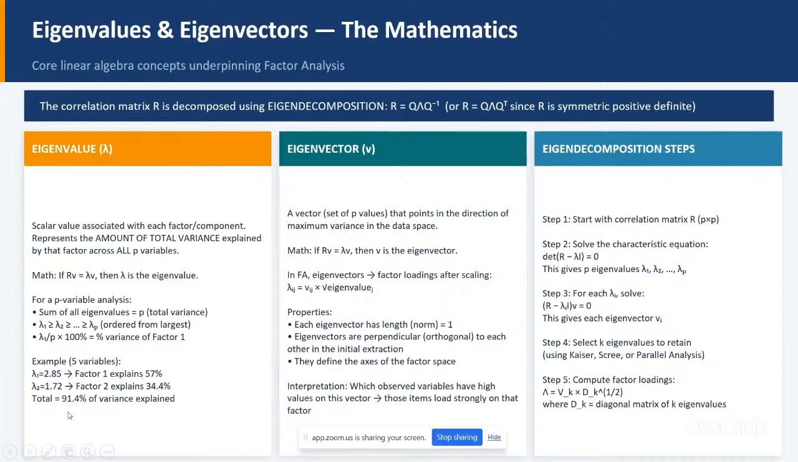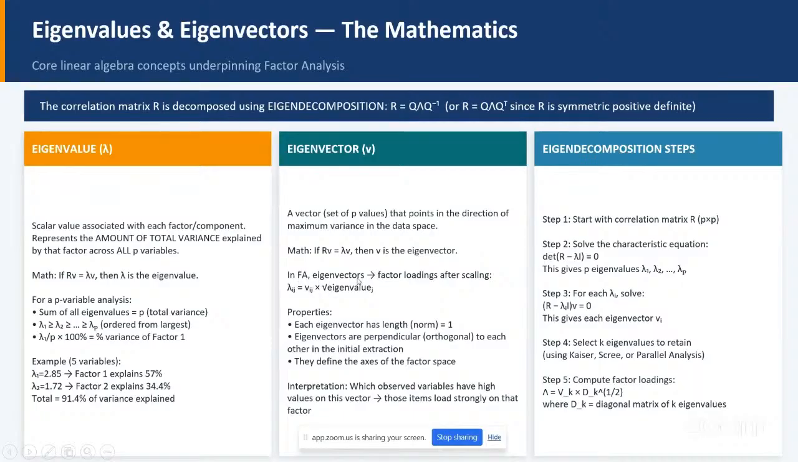The total will be 91.4%, that is, the whole variance will be explained. And this is a definition of eigenvector: a vector, or the set of p values, that points in the direction of maximum variance in the data space. Okay, so what is the mathematical definition? The equation is exactly similar. The difference is that lambda is the eigenvalue and v is the eigenvector. I have just written it down, nothing else.